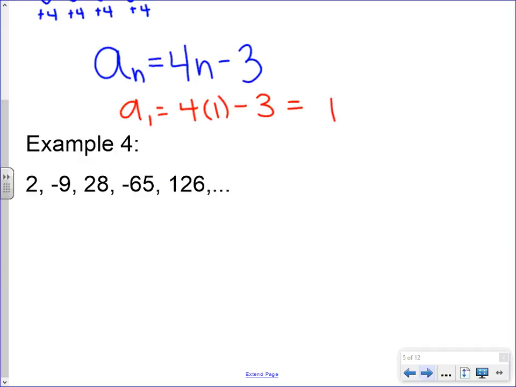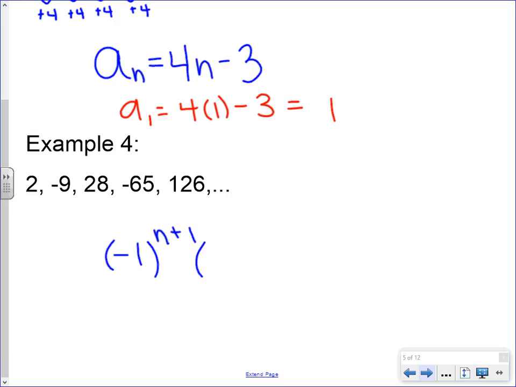Get another one. First of all, what do you notice? They are alternating. So we know that we're going to need one of those alternating pieces. Okay? So since our first term is positive and our second term is negative, do we need negative 1 to the n or negative 1 to the n plus 1? Okay, good. When we plug in 1, negative 1 squared is positive. That's how we get our first term to be positive, then the second term negative.